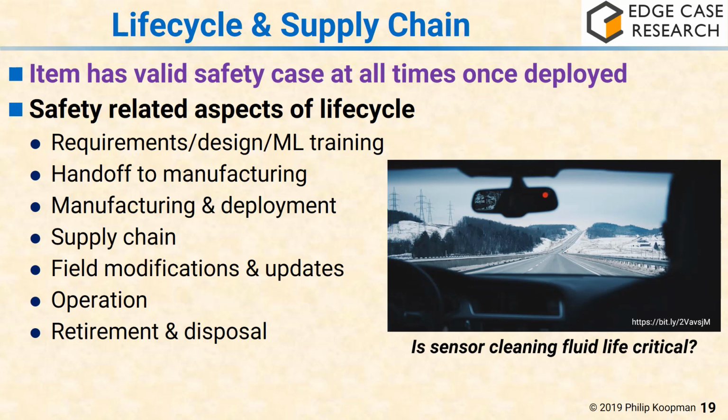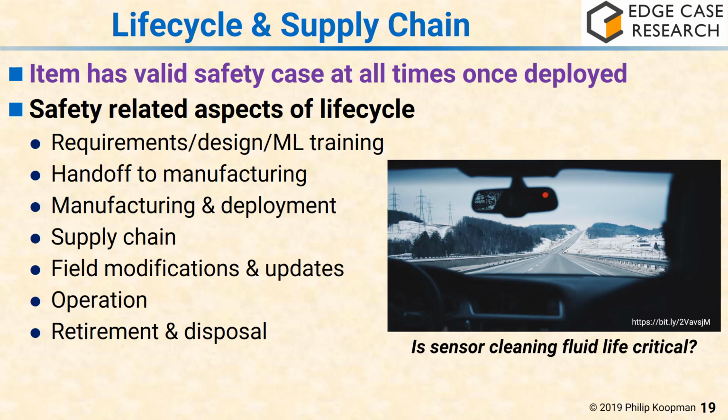Now, when we talk about the life cycle and safety, what are we talking about? Well, you have the requirements, design, the ML training, but then you have a handoff to manufacturing. What happens during manufacturing and deployment? What about end-of-line test safety? Is that in the box or out of the box for the safety case? But at some point, deployment is in the box. What about supply chain? What about field modifications? What about operation?